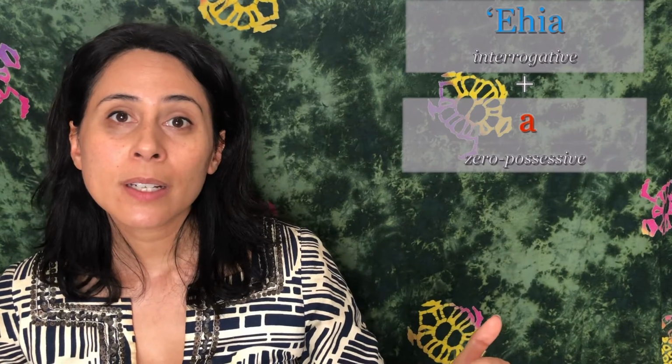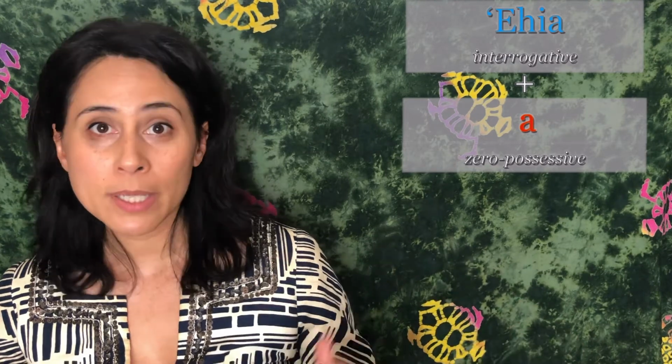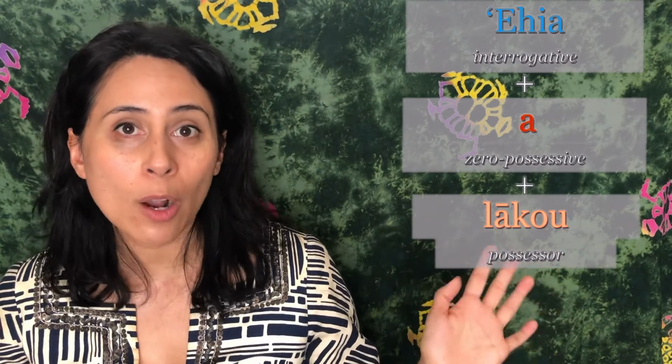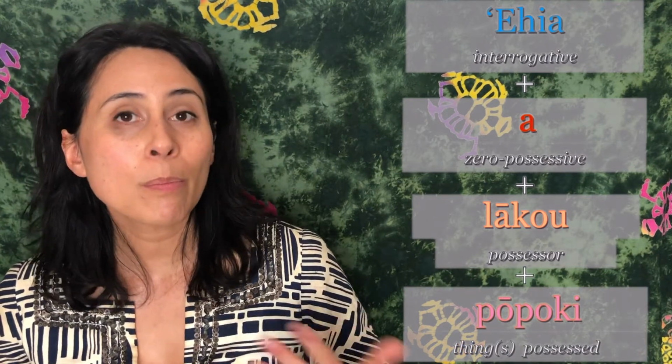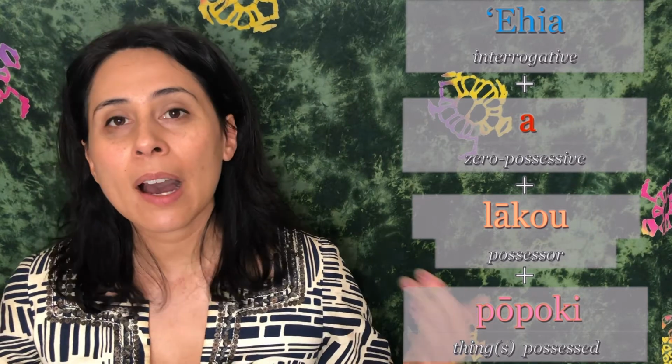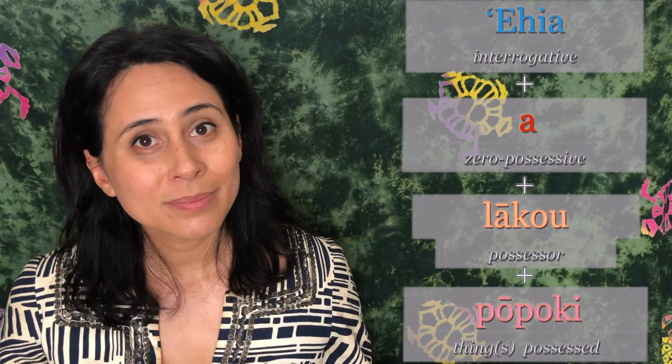And if you wanted to ask, how many cats do they have? Again, start with ehia. And then because the possessor is a pronoun, you have then your zero possessive. In this case, cat is an A class object, so we have a, your possessor, they. We'll use la ko. And then the thing being possessed, cats, popoki. Ehia a la ko popoki. How many cats do they have? Make sense?